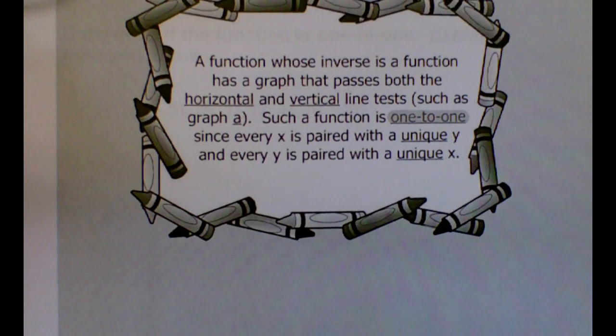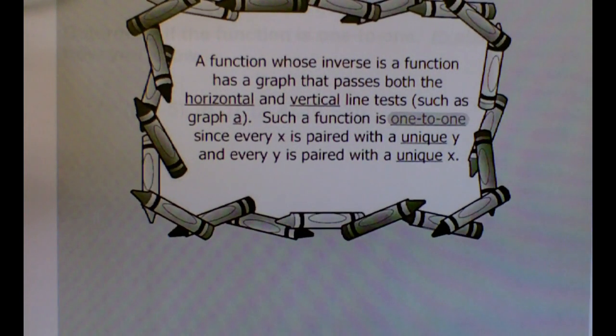All right, a function whose inverse is a function has a graph that passes both the vertical and horizontal line tests, such as graph A in that last one. That is considered one-to-one. One-to-one means every x is paired to a unique y, and every y is paired to a unique x. So in the rule to be a function, we said if I tell you what x is, I can definitely tell you what y is. Here, if I tell you what x is, you can tell me y. And if I tell you y, you can definitely, without a doubt, tell me what x was.